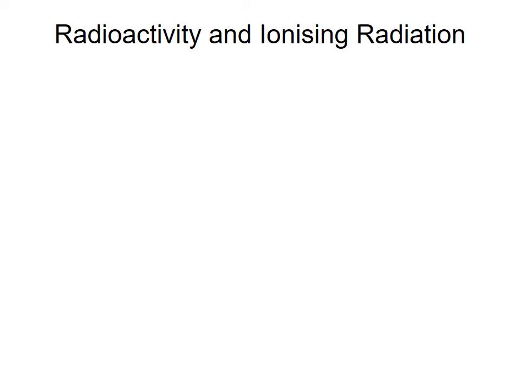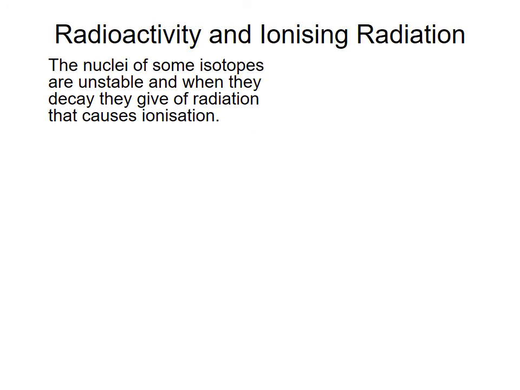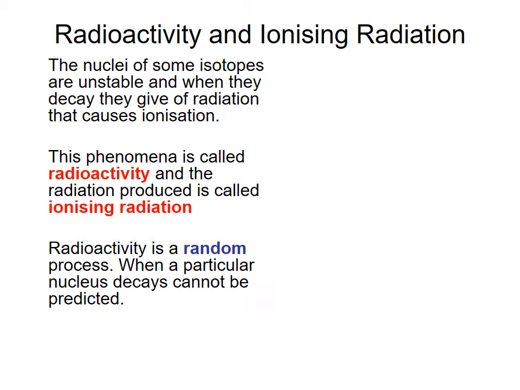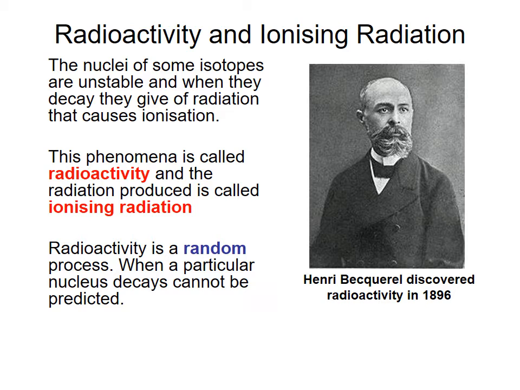So there is a link, of course, between radioactivity and ionizing radiation. So the nuclei of some isotopes are unstable. The bonding between them is unstable. So they decay, and this radiation can cause the ionization, especially of the air around it. This is known as radioactivity, and we call the radiation produced ionizing radiation because it's radiation which ionizes. And radioactivity is a random process. You can't really predict if a nucleus is going to decay. And this was discovered by Henry Becquerel in 1896. That's why the unit for radiation is indeed the becquerel, which we'll discuss later.